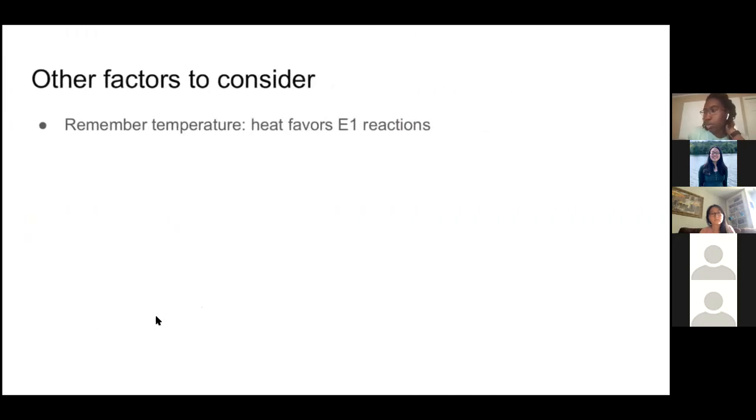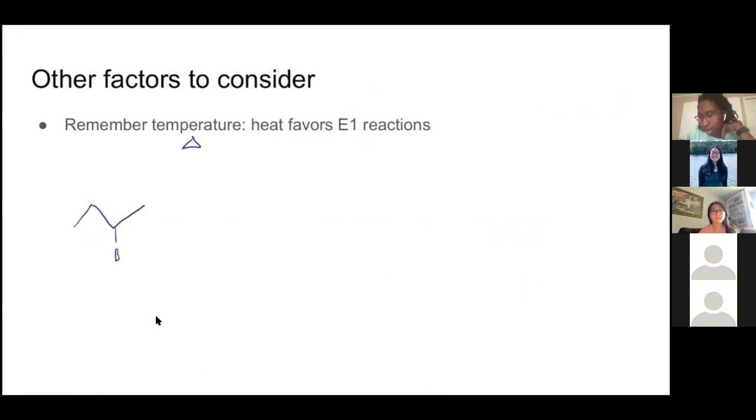Alrighty. One other factor that you might want to consider as we're looking at these types of problems where they're saying predict the product, you know, what type of reaction is going to occur, and also specifically, what is the major product? Heat specifically favors E1 reactions. And the sign for temperature is just this little delta, like that. Let's look at an example.